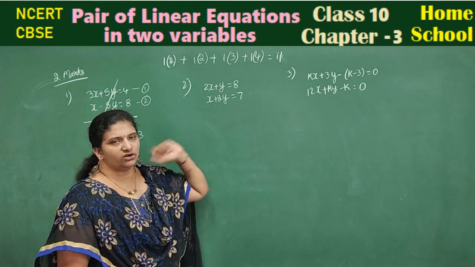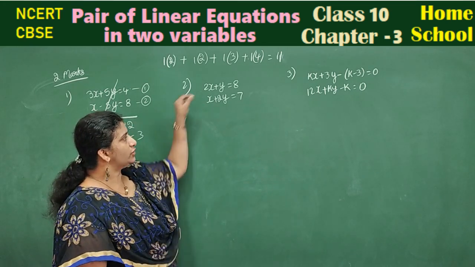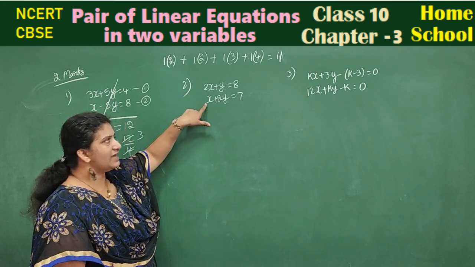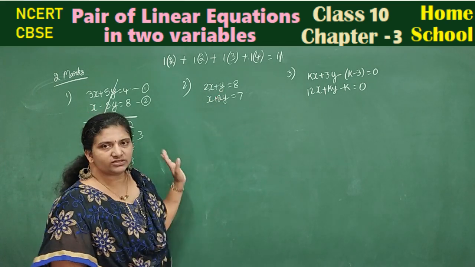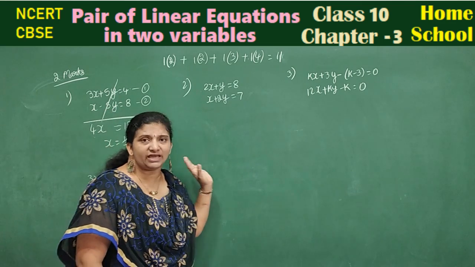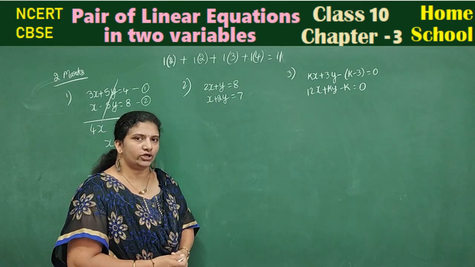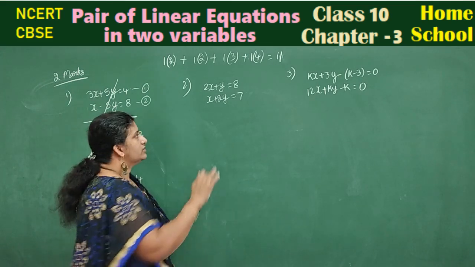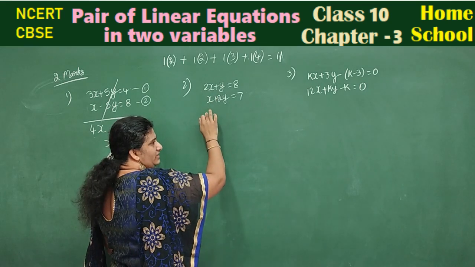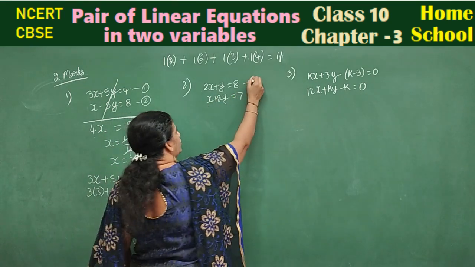2x plus y is equal to 8, x plus 2y is equal to 7. Observe the two equations, 2x and x, it's not the same. y, 2y, not the same. So, any one of the variables you need to eliminate. So, you decide which variable you want to eliminate. You can eliminate any variable of your choice. Suppose I want to eliminate x, what I should do for this equation, I need to multiply by 2.